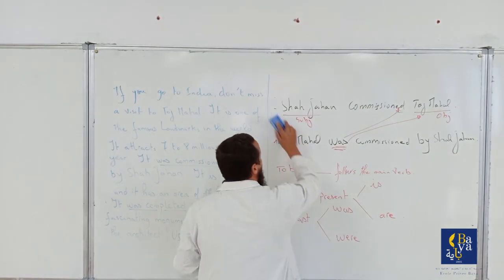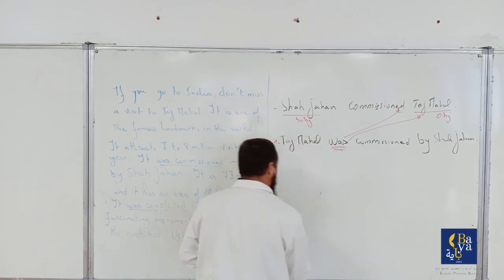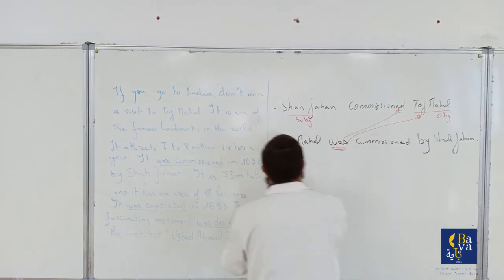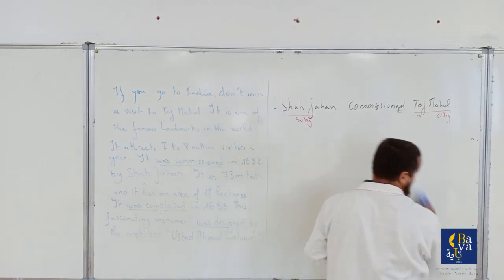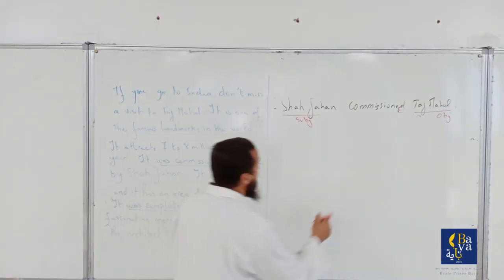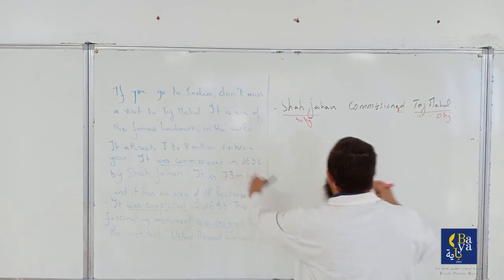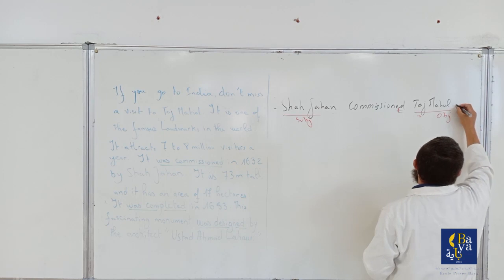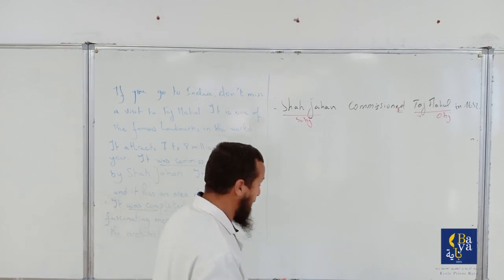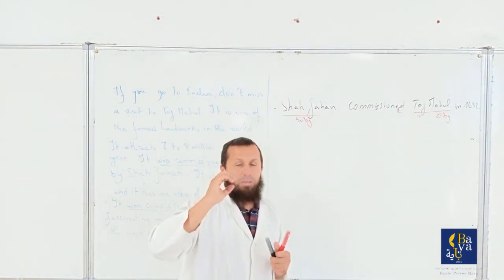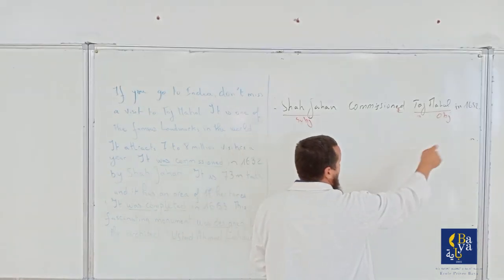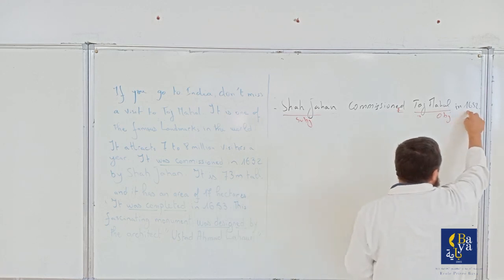Now here we have something to add. Something to be careful about. Shah Jahan commissioned Taj Mahal in 1632. In 1632. You should be careful with this sentence when we add the date.